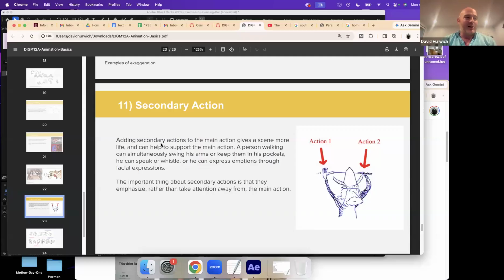Otherwise your characters or your animation can feel very robotic, as I like to say. It's very like a moving statue or an animatronic, where your character is just slightly moving one part at a time, which doesn't feel as natural.